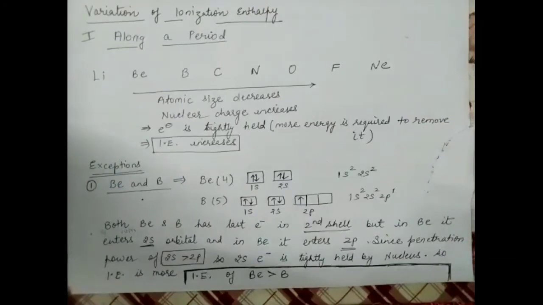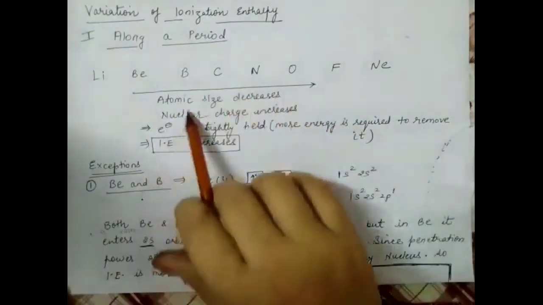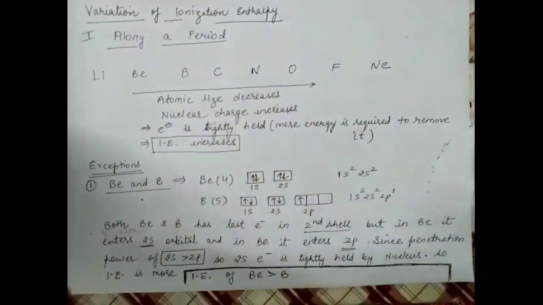The first two members, lithium and beryllium, will lose electrons more readily because they are larger in size. That's why they are metals. And these members, boron, carbon, nitrogen, oxygen and fluorine, do not lose electrons readily. So that's why these are non-metals. You can relate the things.